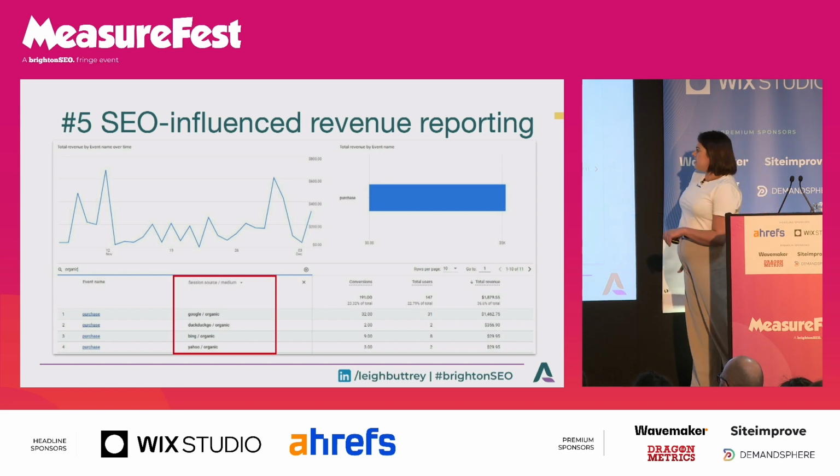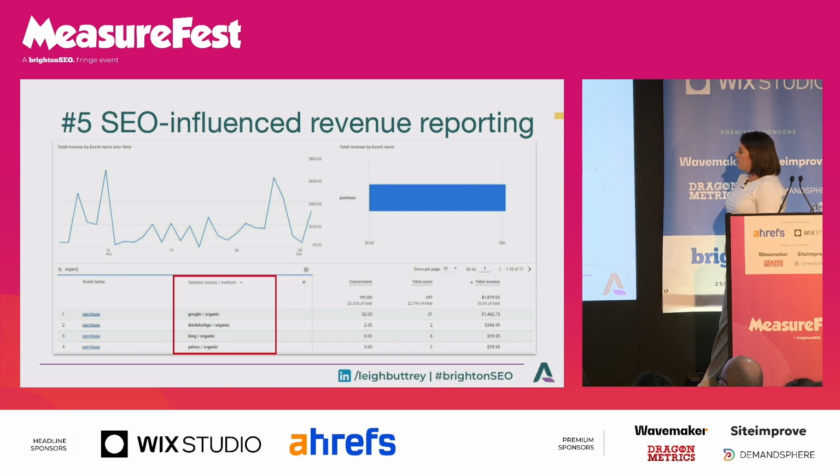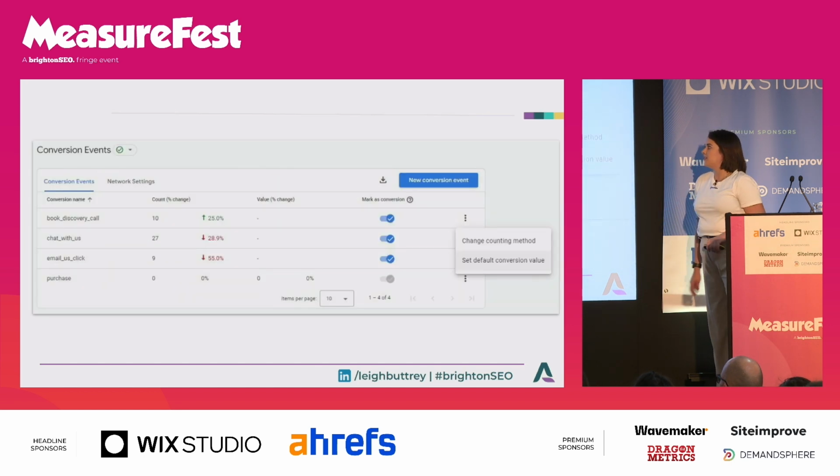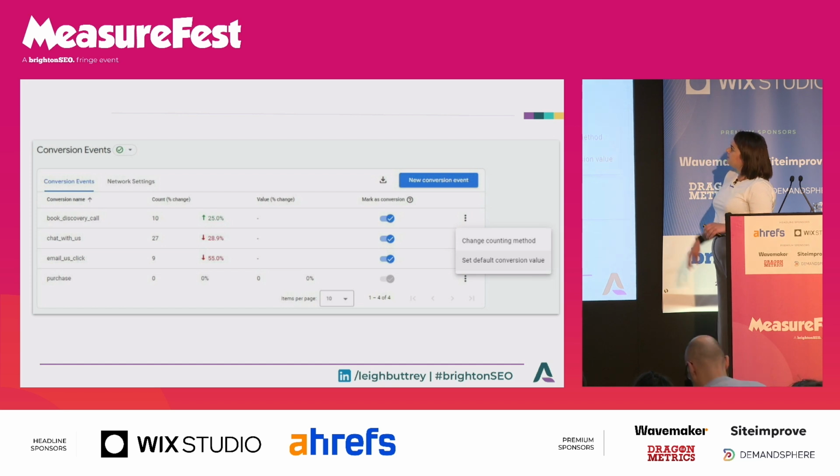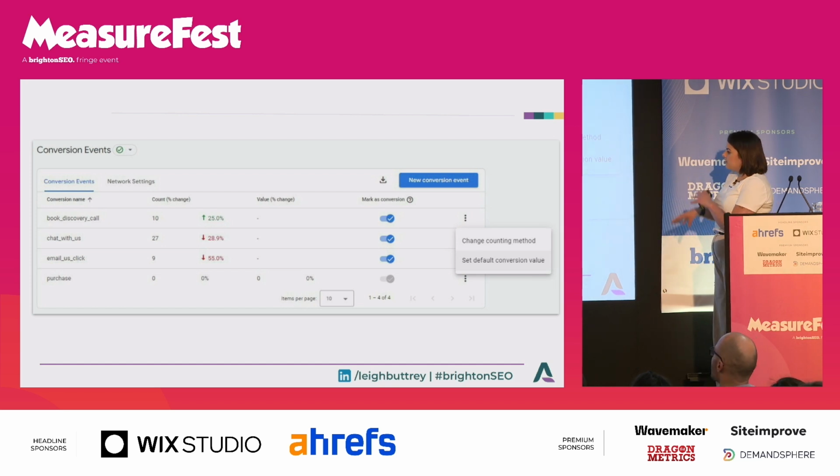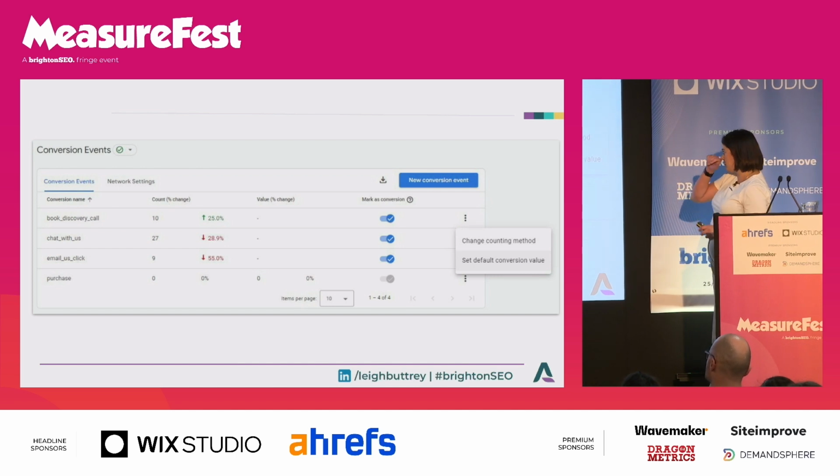And then the last thing we can do is look at SEO-influenced revenue reporting. This is going to be very easy. This is an e-commerce website, so we can see purchases here. We can filter by organic search, and we can see total revenue. Now, that's really easy, but when we look at a B2B business or a website that doesn't necessarily sell online, how do we put conversion value to our leads and conversions?